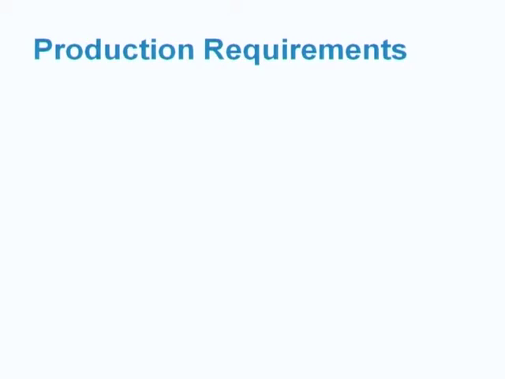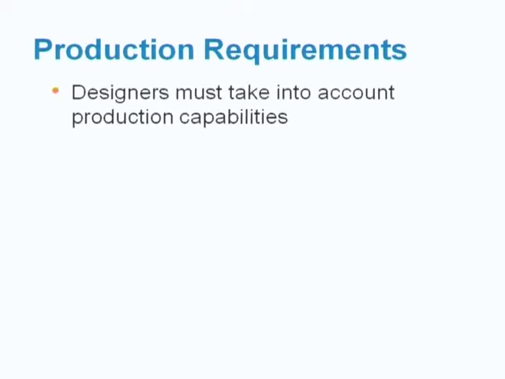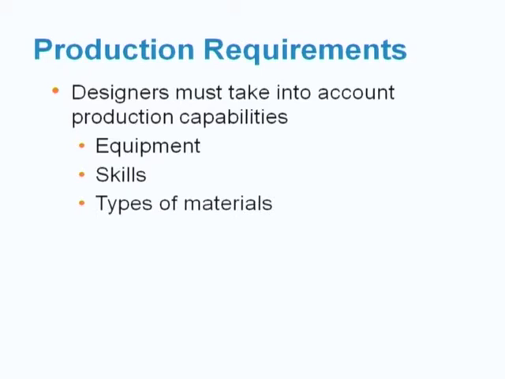Production requirements. Designers must take into account production capabilities. As I said earlier, they need to consider their companies, like do they have machines and equipment to produce? How about their workers? Do they have skills? What types of raw materials do they need? How about the schedule for the manufacturing? And how about technologies in their factories? Do they have those technologies or not?